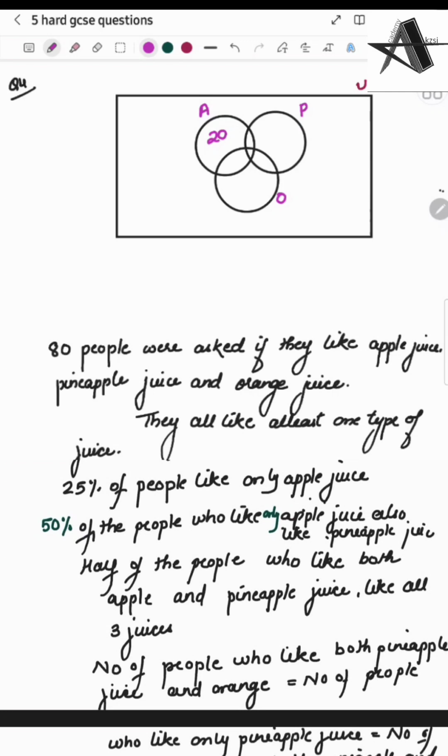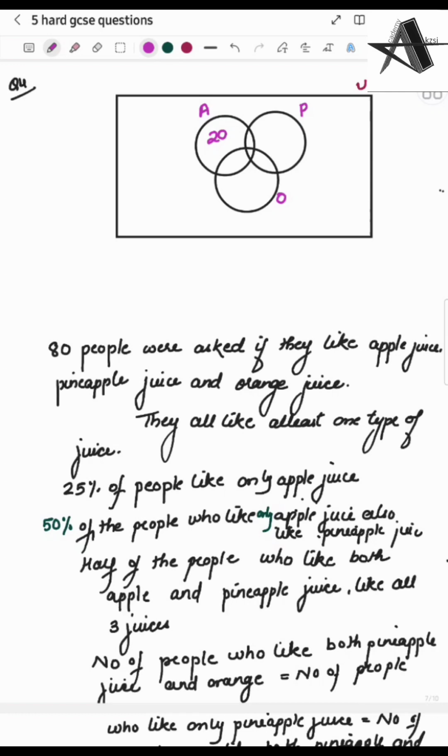Now it says 50% of the people who like only apple juice also like pineapple juice. 20 are the people who like only apple juice, so 10 people will like both apple juice and pineapple. Where apple and pineapple are intersecting, this region shows the number of people that like both apple and pineapple. So 50% of 20 is 10. That means this whole region is 10. But this region has two parts, this part and this part, because this is the intersection of all three. So this is the part of the people who like all three.